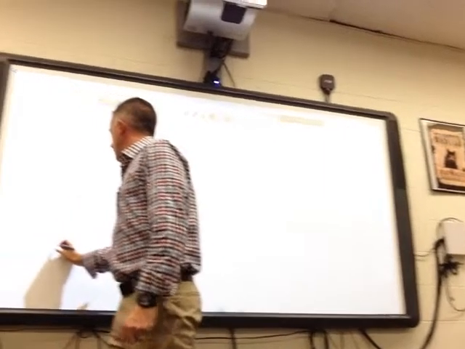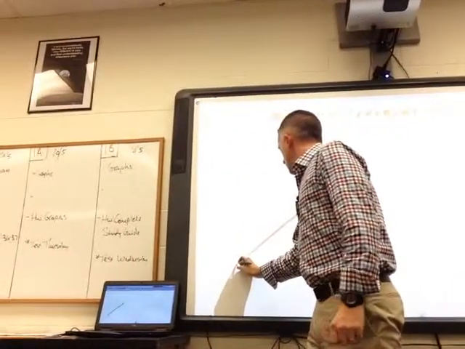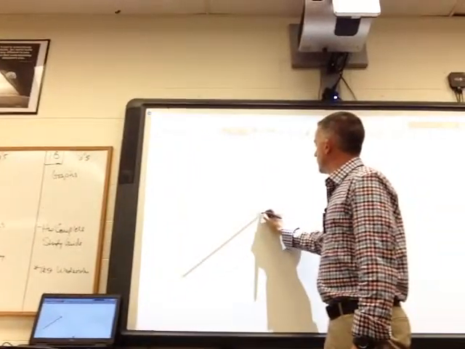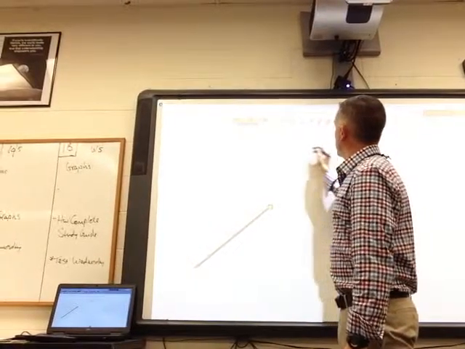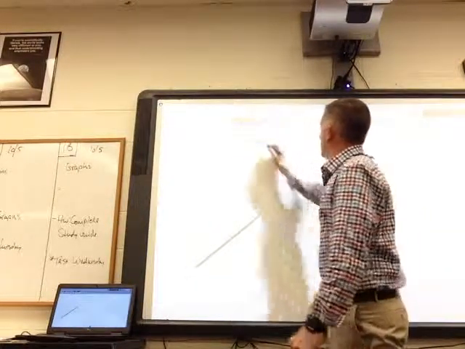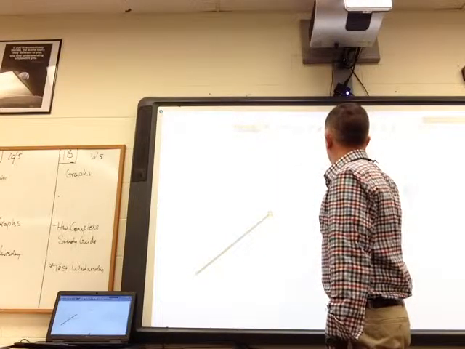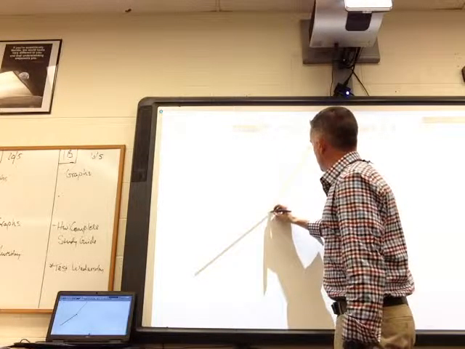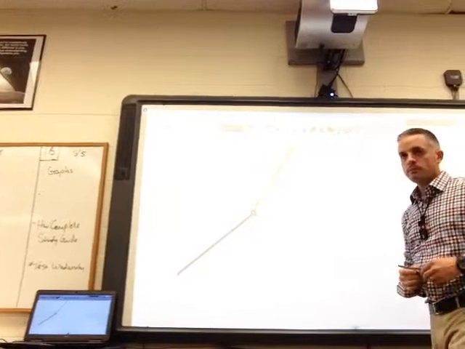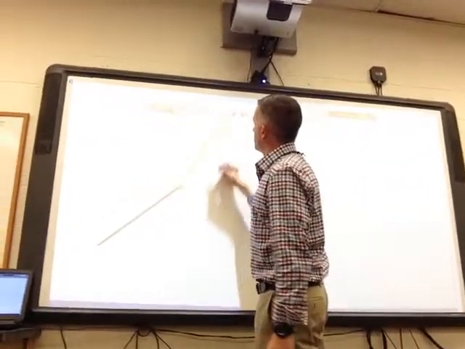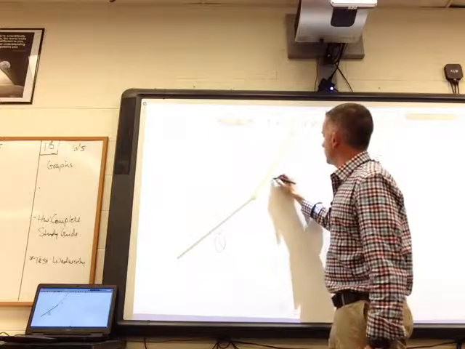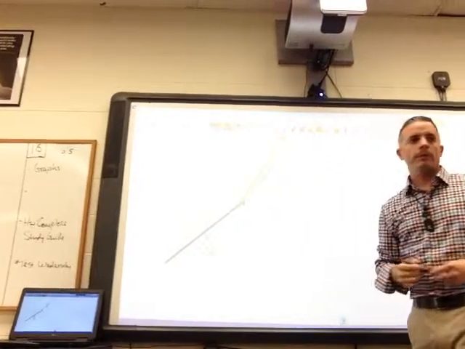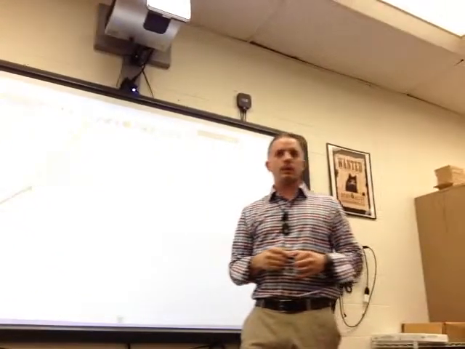Let's start with a vector like this, and then a vector like that. So I've got these two different vectors, and we can call them vector Q and vector P. And I want to know what the resultant is.